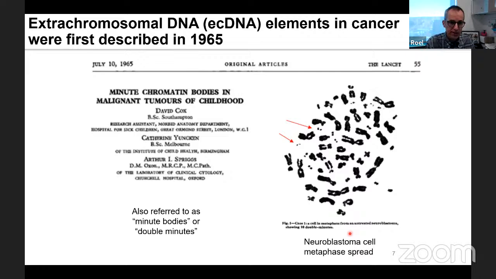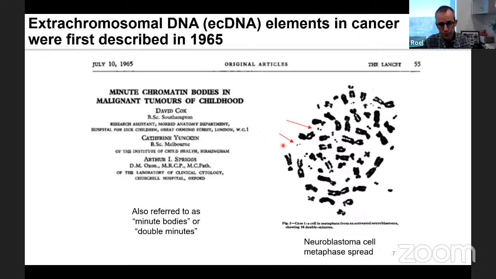Just a little bit of history. ecDNA were first described by researchers at Oxford University in this paper on the left in The Lancet, where the authors observed, in metaphase spreads from a neuroblastoma cell, and neuroblastoma is a prototypical ecDNA-driven disease, these little speckles that typically happen in pairs. They labeled these speckles as minute bodies, small bodies, and because they happened in pairs, they were quickly referred to as double minutes.